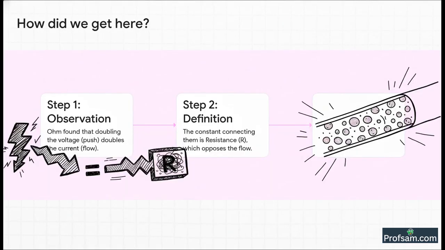Okay, so let's quickly build the logic here. How did we get to this formula? Well, step one was Ohm's observation. He found that if you double the voltage, the push, the current, the flow also doubles. They're directly proportional. Then, to make it an equation, he needed a constant to connect them. He called that constant resistance, or R. And what is this resistance really? It's not electrons being lazy. It is the result of countless, and I mean countless, collisions that the moving electrons have with the atoms inside the wire. It's like a traffic jam.